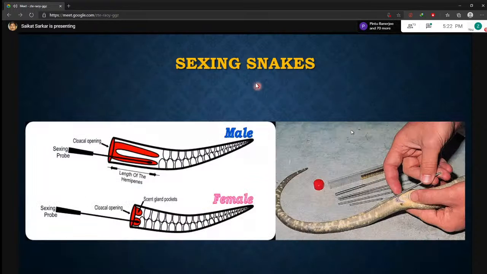Now this is the sexing probe that we use. This is the technique by which we use the sexing probe. So this person is using the sexing probe. It is getting inserted. So this is the anal plate, and just underneath it, if it is a male, the penis will be there deep inside, so the sac will be longer. And if it is a female, the sac will be smaller. It will inhibit the insertion the moment you start inserting it. So you immediately stop insertion, because that is a confirmation that it is a female.